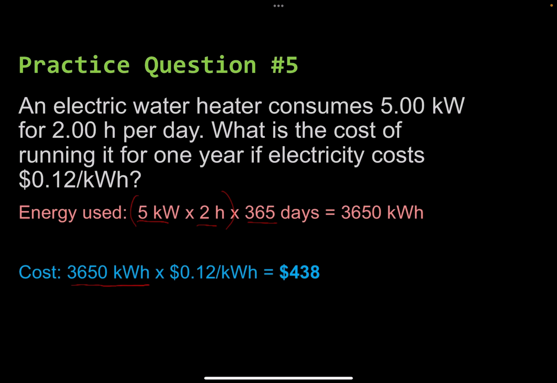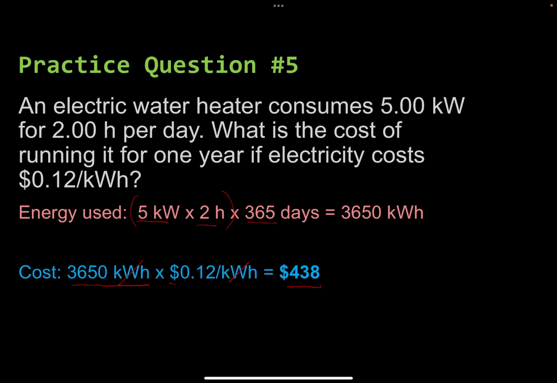All right, and so for our cost, this was our total kilowatt hours. We've got 12 cents per kilowatt hour, so you can see that cancels out, and I'm left with my dollars. So this actually costs $438 for a whole year.